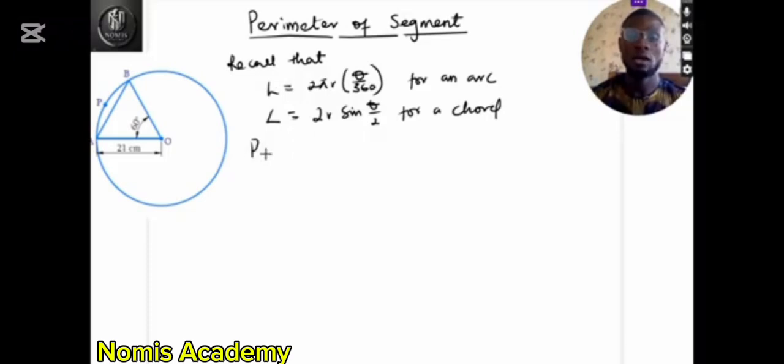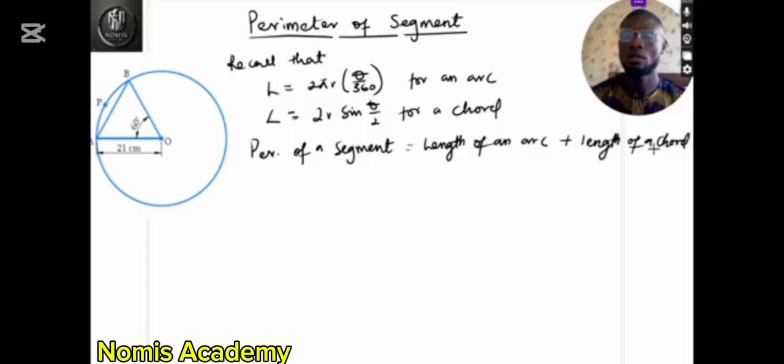Therefore, I can now tell that the perimeter of a segment is equal to length of an arc plus length of a chord. So the length of an arc is 2 pi r open bracket theta all over 360, now plus 2r sine theta all over 2.